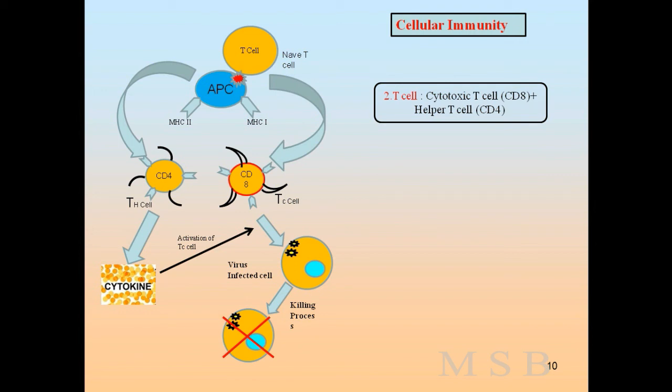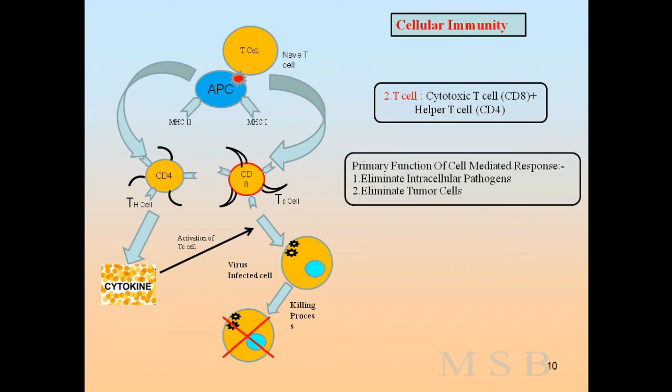These cytokines play an important role in activating B cells, T cells, macrophages and various other cells that participate in the immune response. So the activation of the humoral and cell-mediated branches of the immune system requires cytokines produced by the T helper cells. The primary functions of the cell-mediated response are, first, to eliminate intracellular pathogens, and second, to eliminate tumor cells.